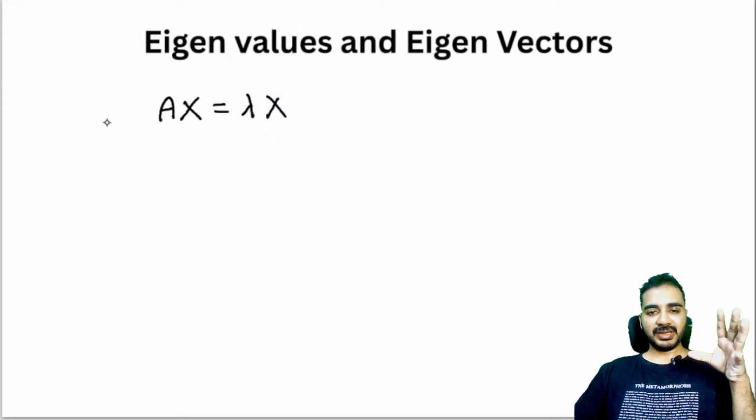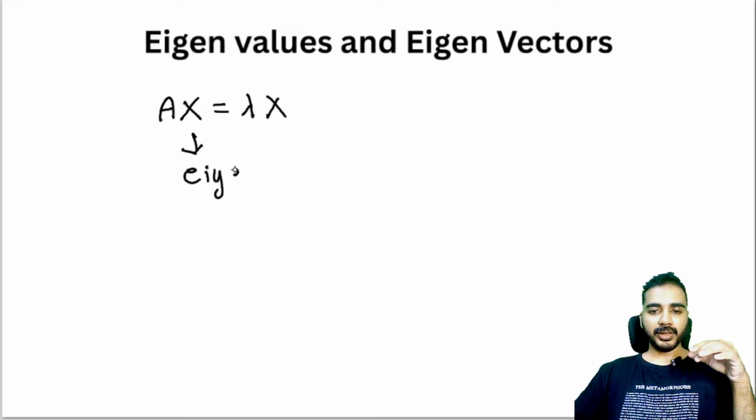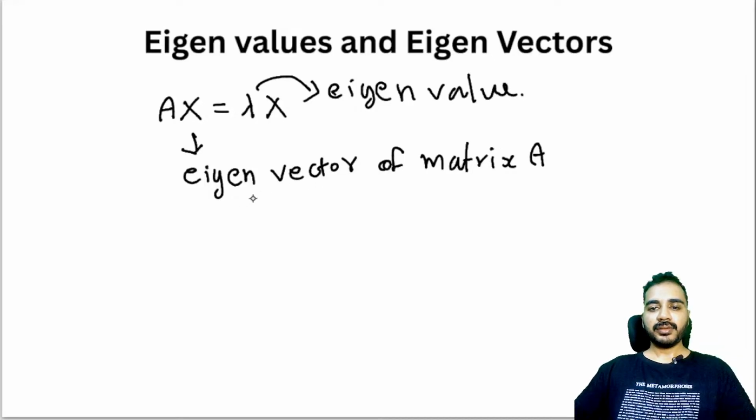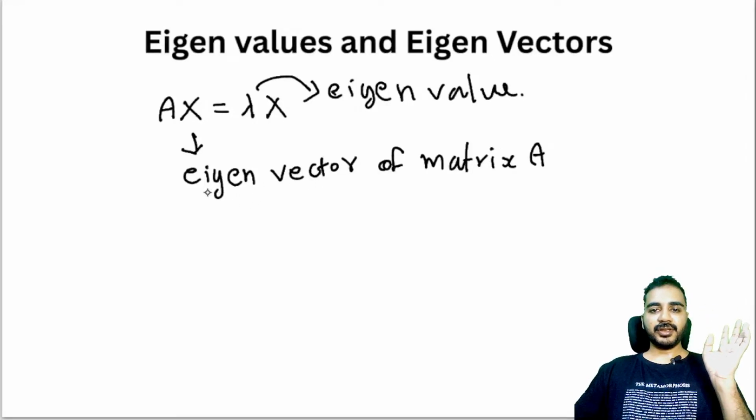then this x is nothing but the eigenvector of matrix A. And here lambda is nothing but the eigenvalue. This is the first thing we need to understand in case of eigenvalues and eigenvectors.